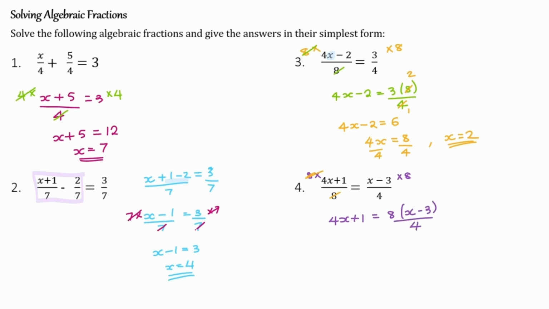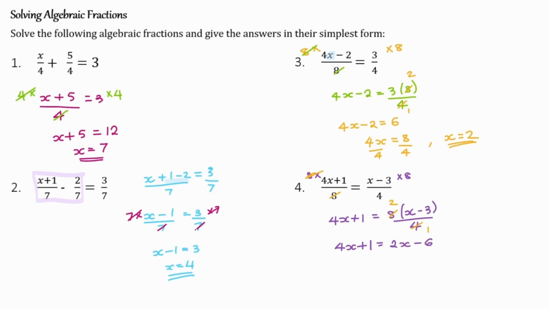We can simplify the 4 and the 8 on the right-hand side. So 4 divided by 4 is 1, and 8 divided by 4 is 2. So we would have 4x plus 1, and we can expand the bracket on the right-hand side with the 2. So 2 times x is 2x, and 2 times minus 3 would give us minus 6.